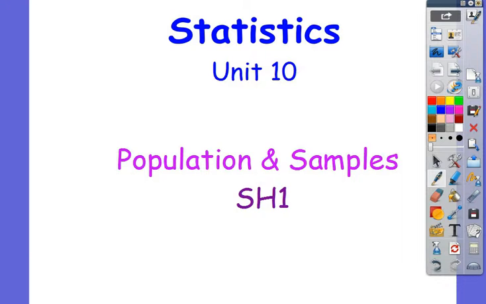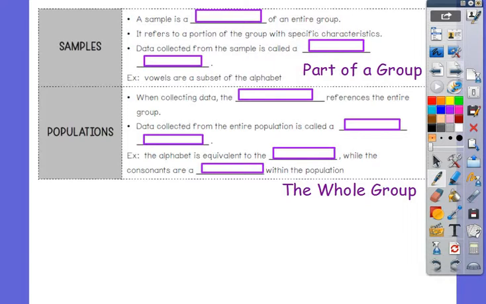All right, so we're going to talk more about these two words. So first, samples. A sample is a subset of an entire group. It's just part of it. It refers to a portion of a group with specific characteristics. Data collected from samples is called sample statistics. My little definition here: a sample is just part of a group.